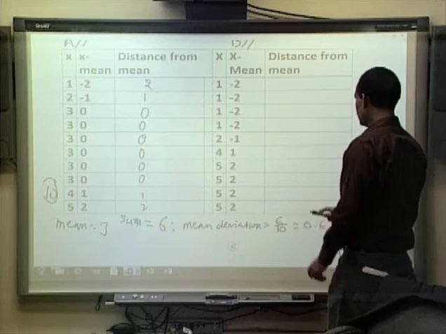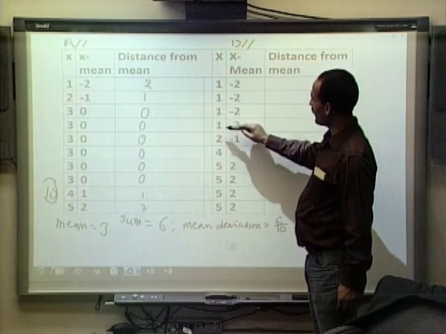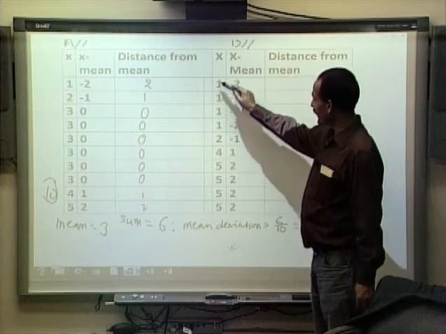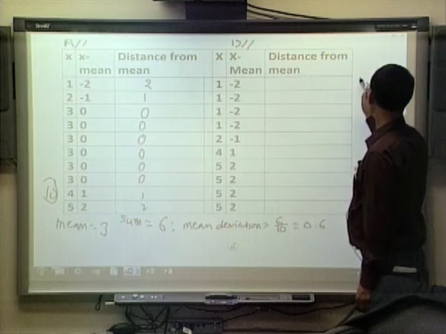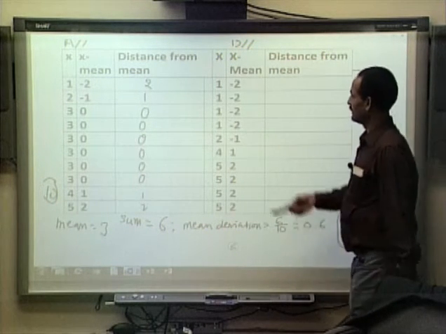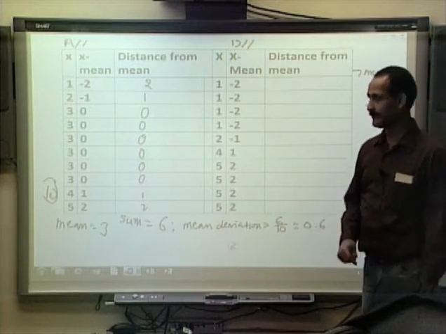Now let us do the same calculation for data set B. Data set B is 1, 1, 1, 1, 2, 4, 5, 5, 5, 5. If we calculate the mean of this, it will be equal to 3 as well. Add them up, divide by 10, you will get 3.